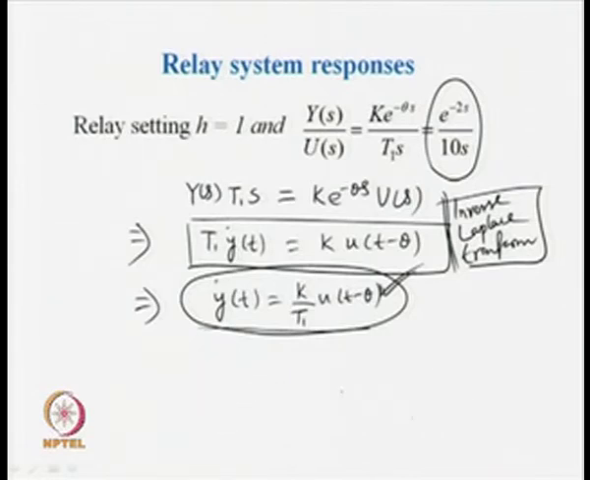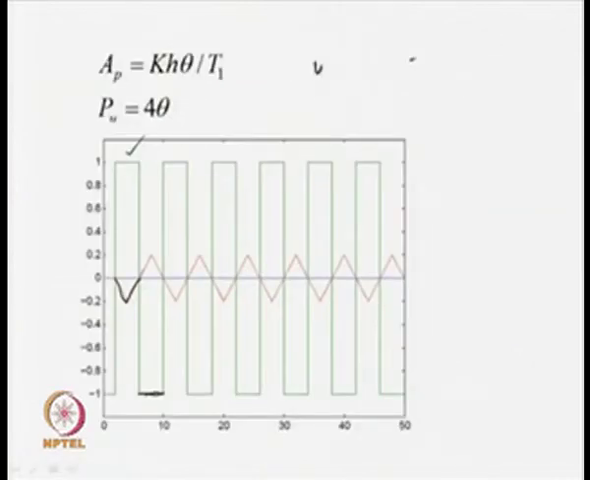We will not go into much mathematics about this delayed differential equation, rather we shall see what sort of output we get. So, as you have seen, we get a simple expression like y(t) equal to K h upon T1 times t here. Now, the peak amplitude of this can be easily obtained.